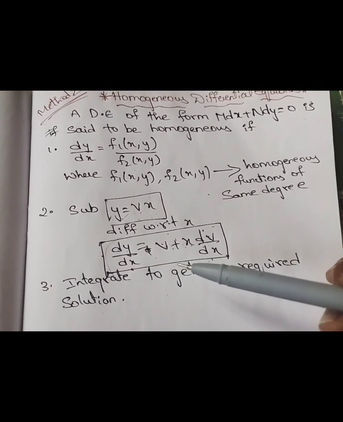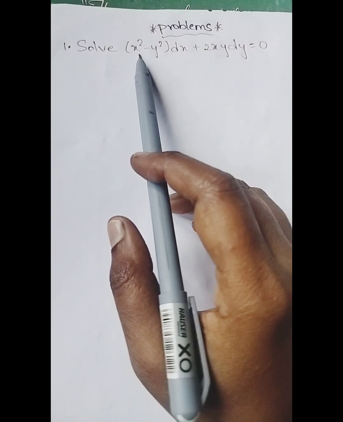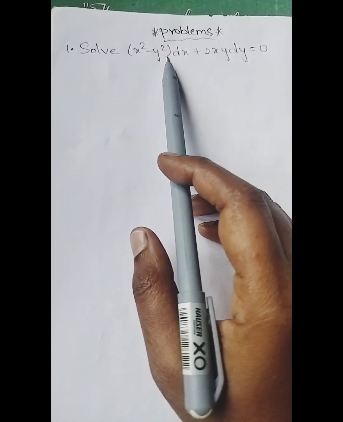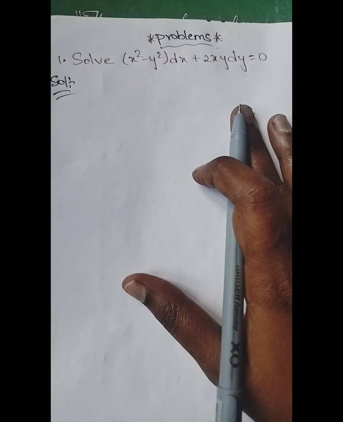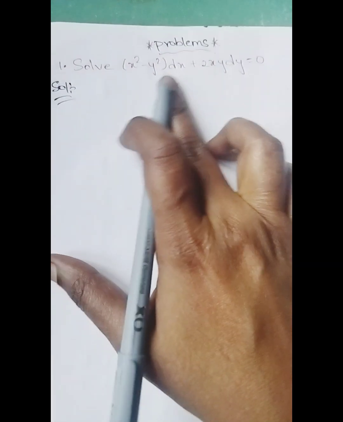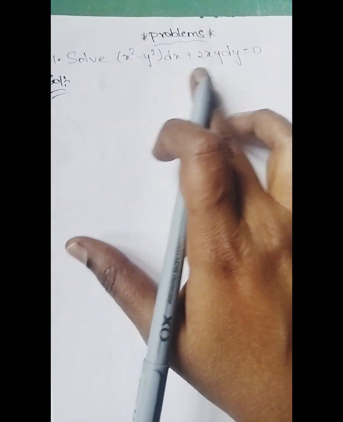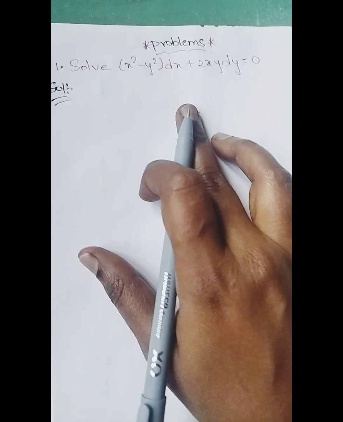Let's do some example problems based on the homogeneous method. The first problem is: solve x square minus y square into dx plus 2xy into dy equal to 0. How to find the solution for this differential equation, we'll see. Here we are applying the homogeneous differential equation method. In order to apply it, first we need to check whether it is a homogeneous equation or not.